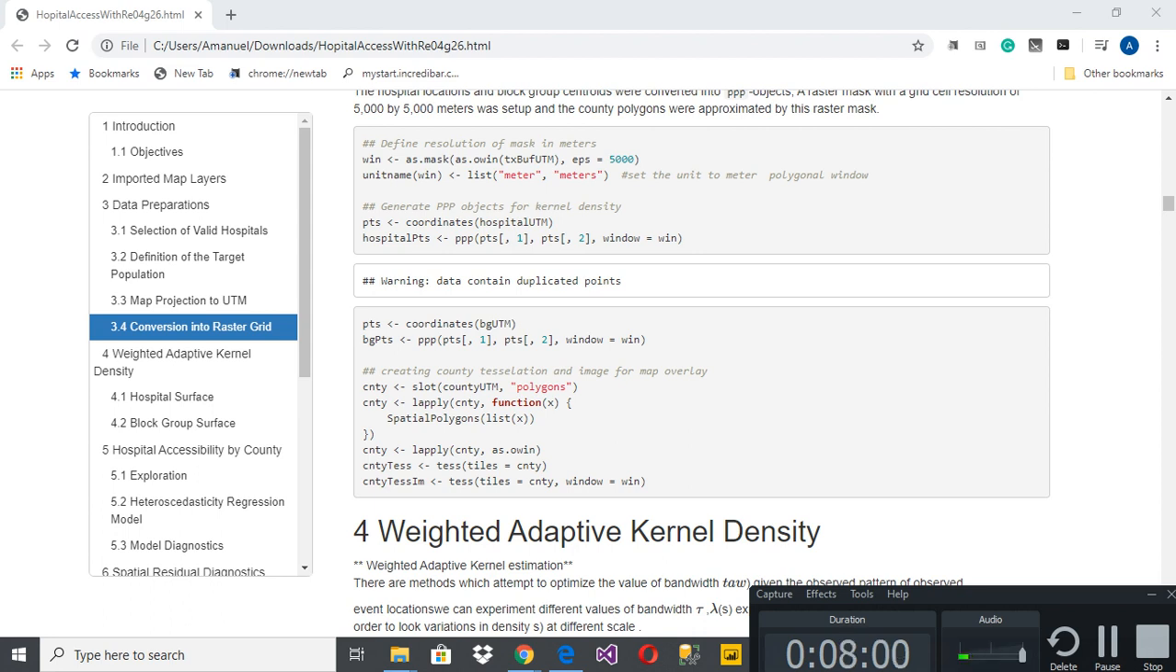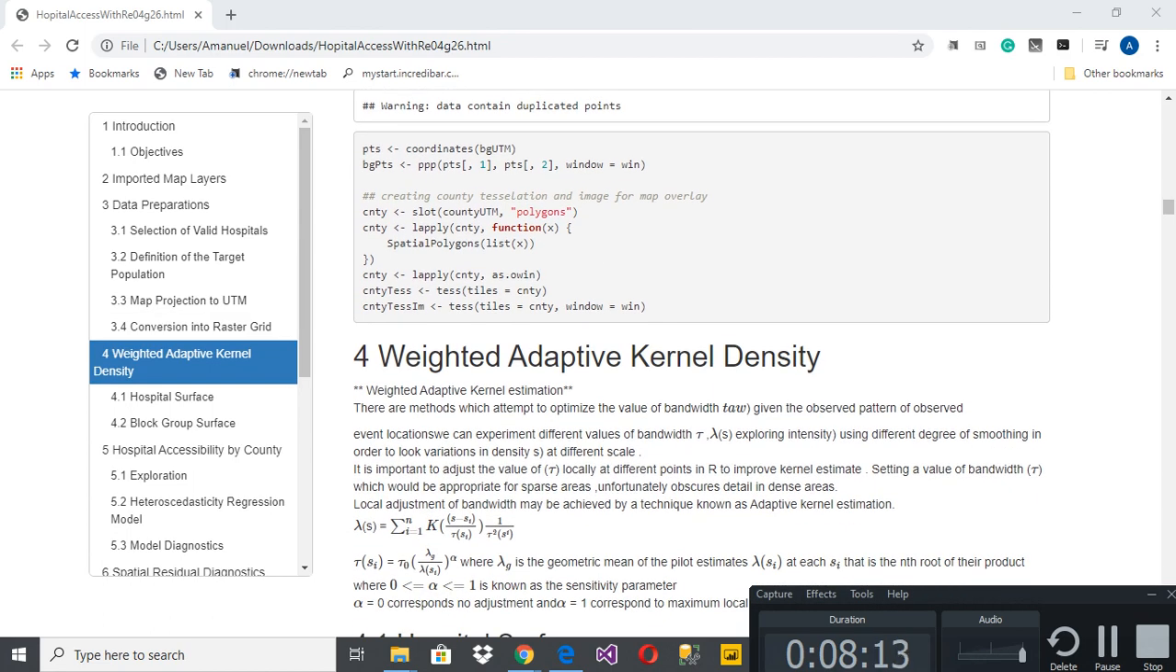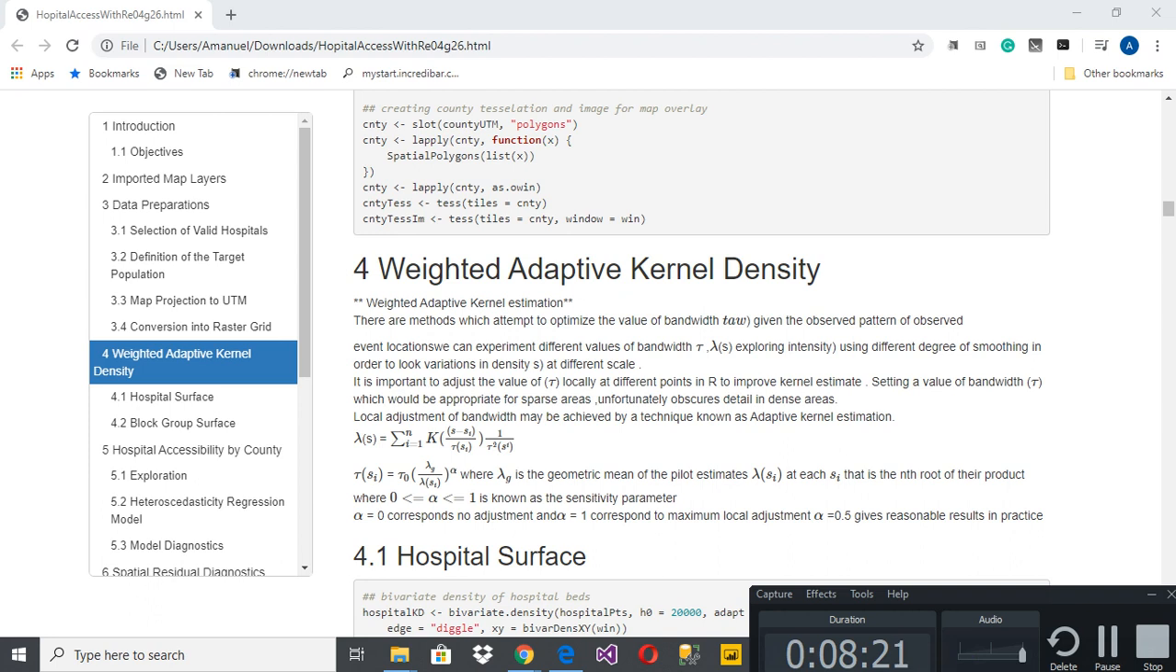And the hospital point is the block group coordinates are used as coordinates to create the PPP objectives. To say more about weighted adaptive kernel density, weighted adaptive kernel estimation is a method that attempts to optimize the value of bandwidth.